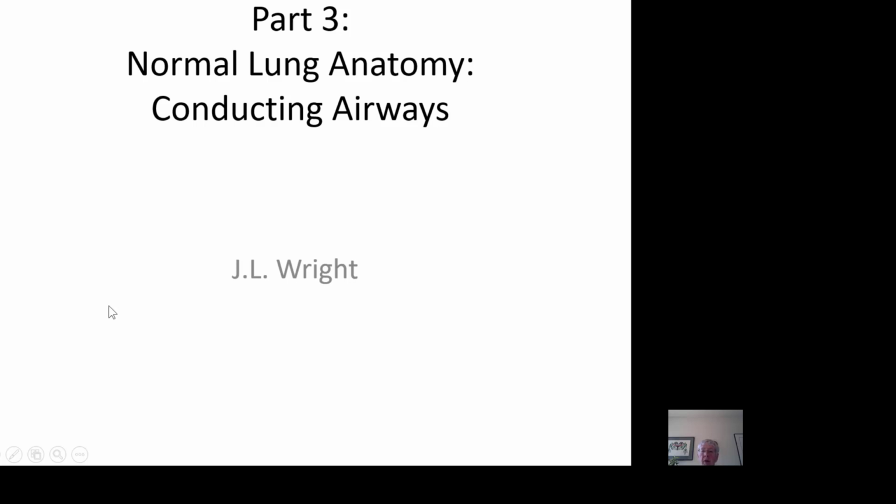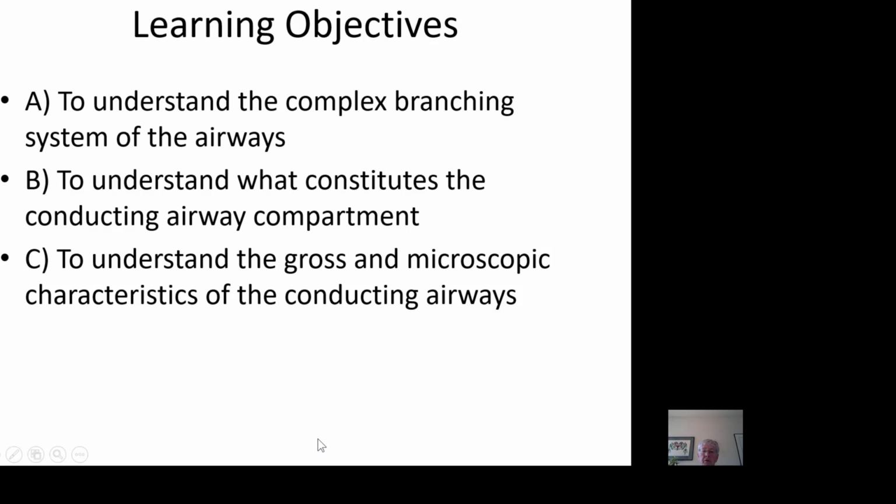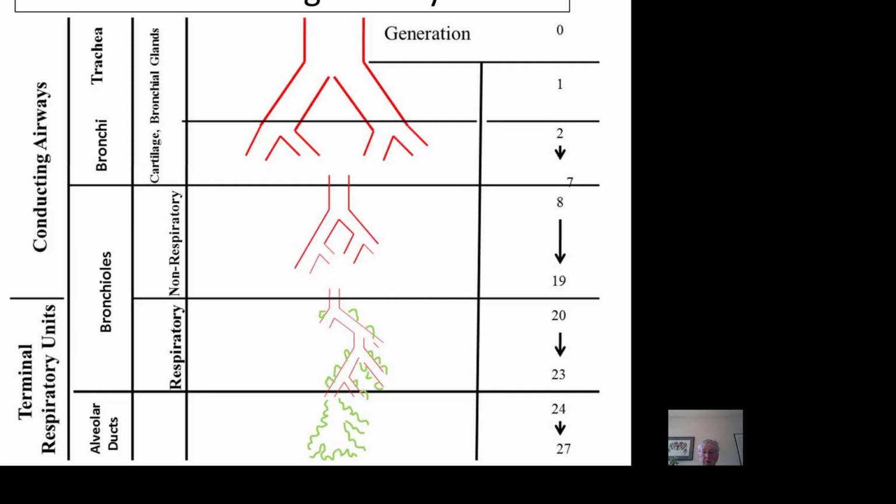This is Dr. Wright, and in this third part of normal lung anatomy, we're going to concentrate on the conducting airway system. So our learning objectives are to understand the branching system of the airways, to understand what constitutes the conducting airway compartment, and to understand the gross and microscopic characteristics of the conducting airways.